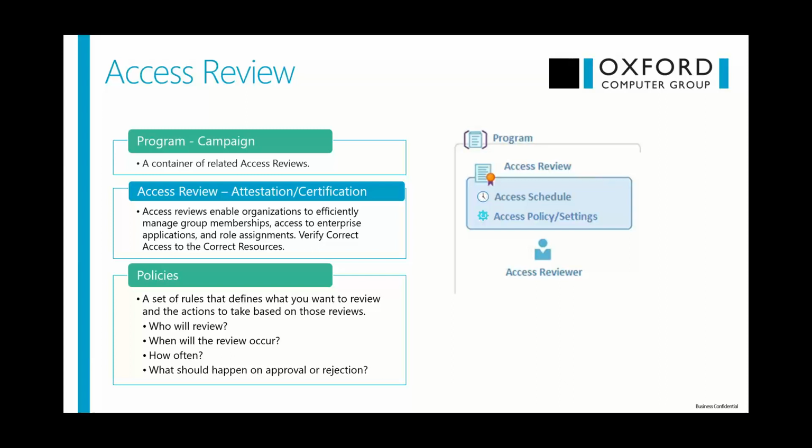Policies are a set of rules that define what you want to review and the actions to take based upon those reviews. Who will do the reviewing? When will the review occur? How often? And what should happen on approval or rejection? And then on the right part of this slide, we can see how this is all encapsulated, where there's a program, we have an access review, we have an access schedule for when that access review needs to happen, and then the policies and settings for that access review. And then we have the access reviewer who reviews the actual access.